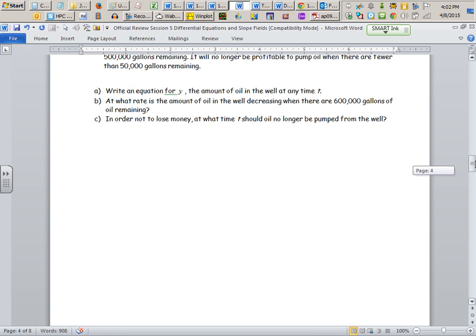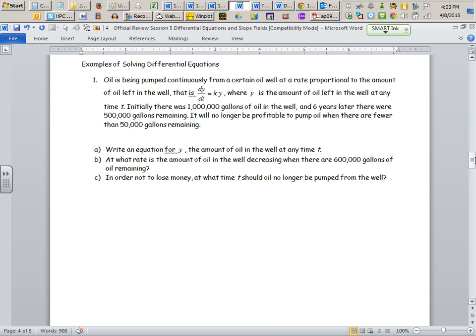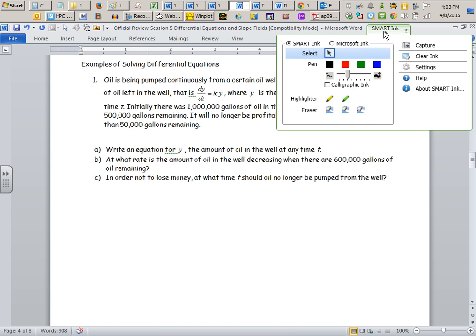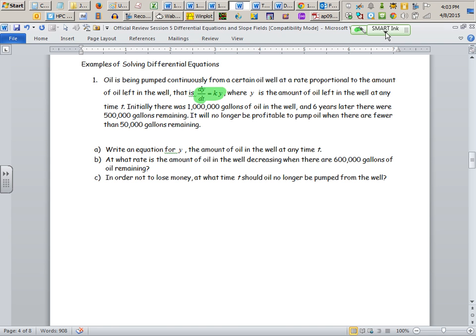Oil is being pumped out continuously from a certain well at a rate proportional to the amount of oil left in the well. Ooh, they were very nice to us. Look, they gave us the diff EQ. They interpreted their own sentence for us. Beautiful.